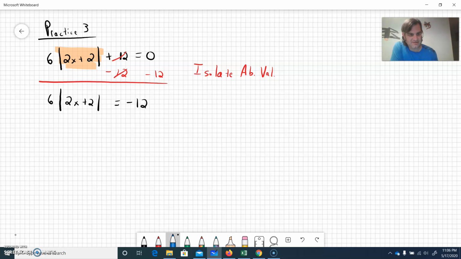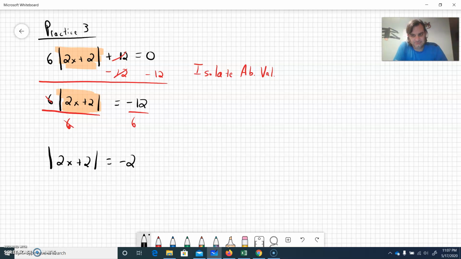My next step would be to continue getting that absolute value by itself. Sorry, sometimes things don't go our way. So let's make sure we focus in on that. The thing we need to do is divide by the 6. If I do that, the 6s on the left-hand side cancel out, and my equation becomes the absolute value of 2x plus 2 equals negative 2.